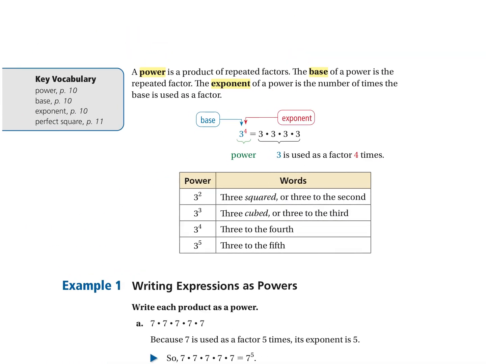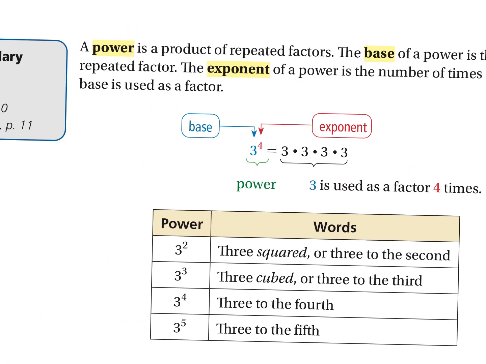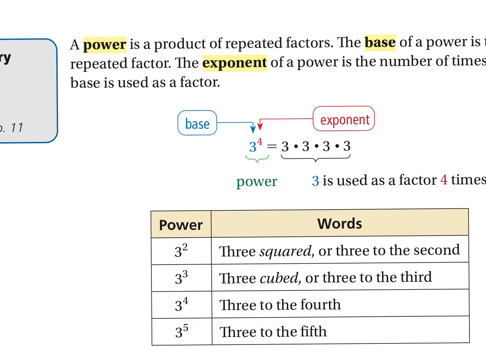Okay, yesterday we defined these 3 vocabulary words in our glossary section of the journal. We have a power. A power is a product of repeated factors. The base we talked about a little bit ago on our notes page. The base of the power is the repeated factor. It's the big number. The exponent is the little number of the power, and it's the number of times that the base is going to be multiplied.